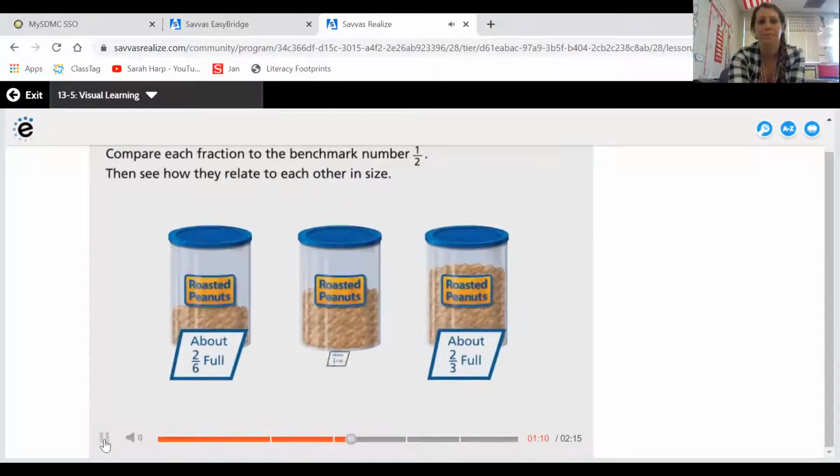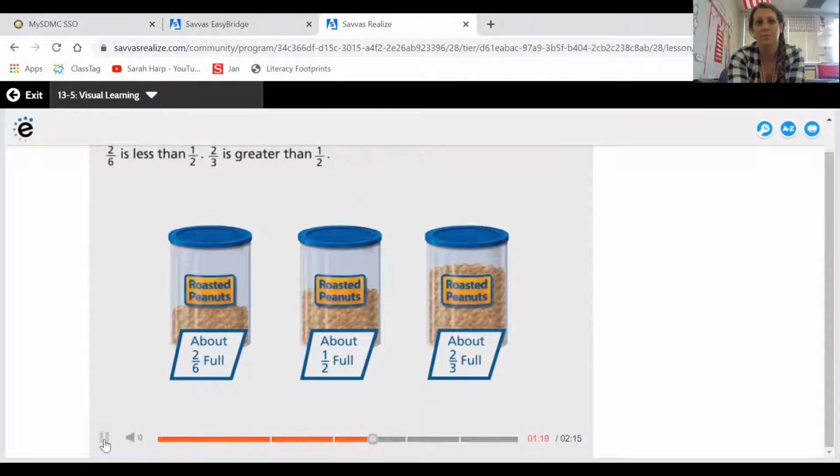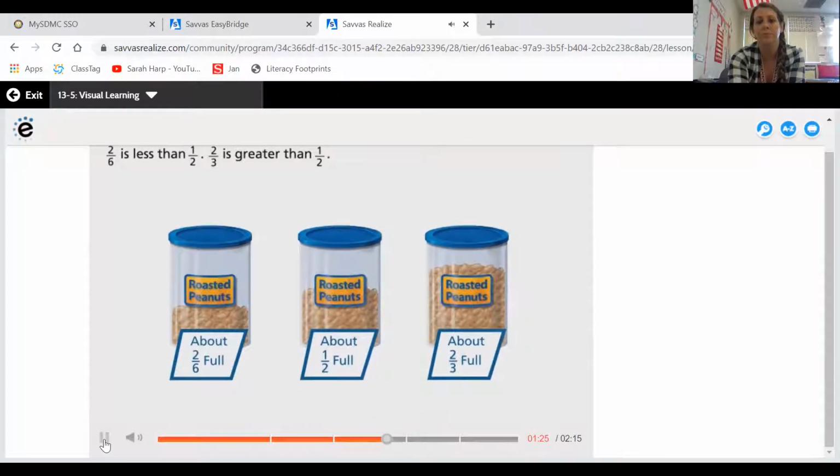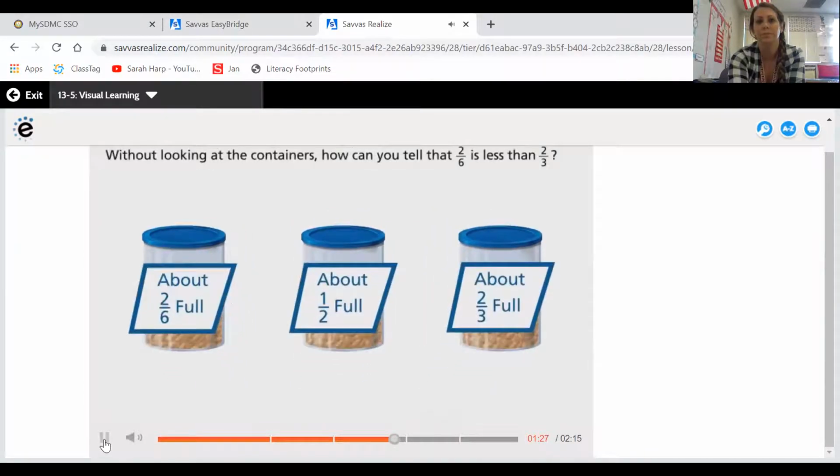Compare each fraction to the benchmark number 1/2. Then see how they relate to each other in size. 2/6 is less than 1/2. 2/3 is greater than 1/2. Without looking at the containers, how can you tell that 2/6 is less than 2/3?